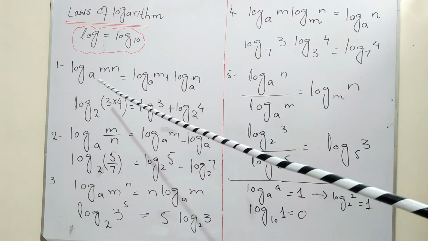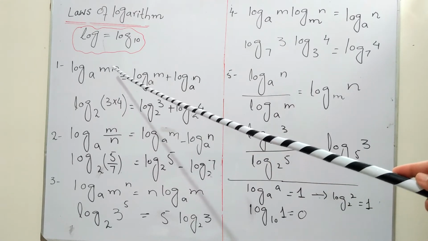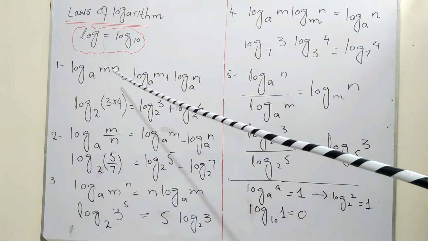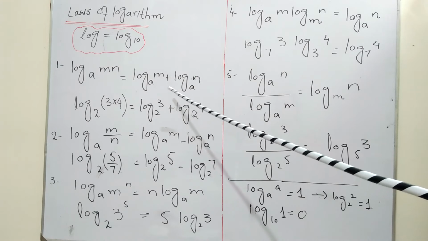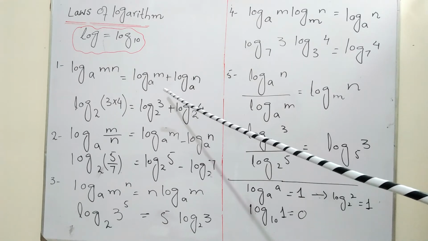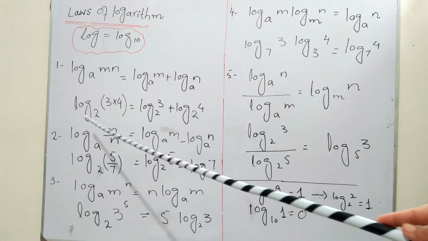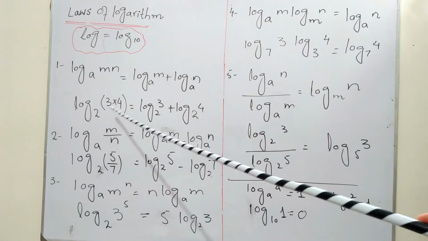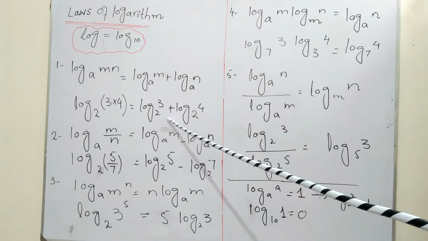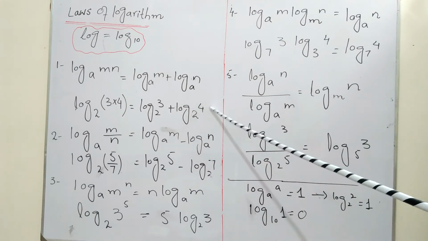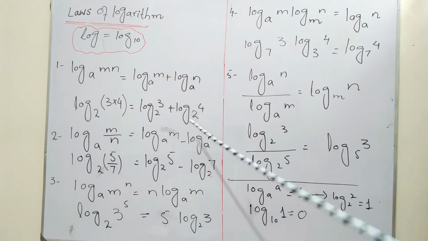That is, when log is applied to the product of two numbers, it is distributed to each number, and after application of logarithms, the numbers will be added. For example, log of 3 multiplied by 4 with base 2 is equal to log of 3 base 2 plus log of 4 base 2.